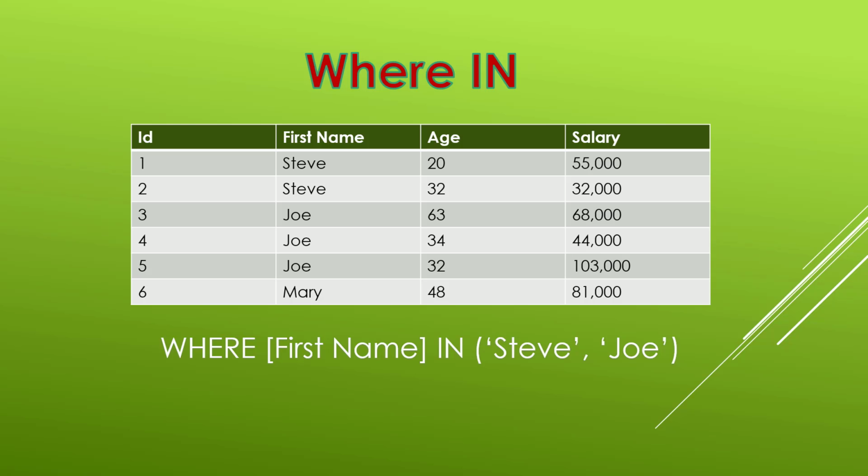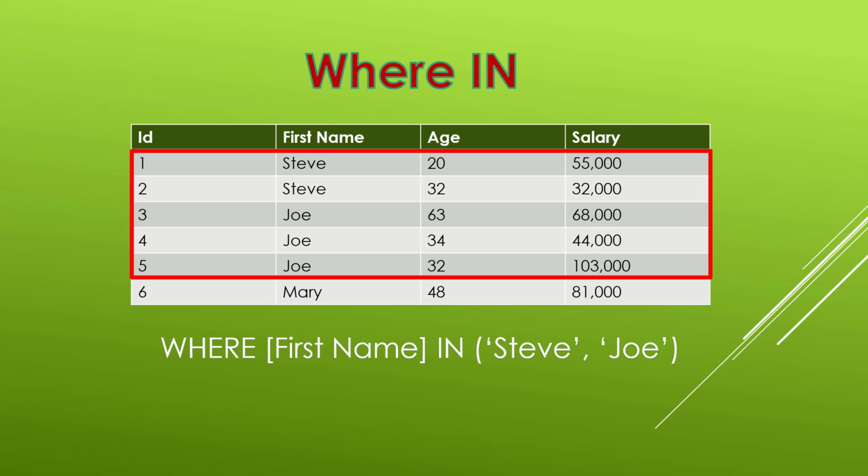The only reason why you need the quotation marks around Steve and Joe is because the first name field is filled with text. If this was a number, say an age, then we would not need the quotation marks around the values. So this WHERE first name IN Steve or Joe would give us the results of IDs 1, 2, 3, 4, and 5. Those would be the records returned from this WHERE statement. Let's take a look at this in an example in our Access database.